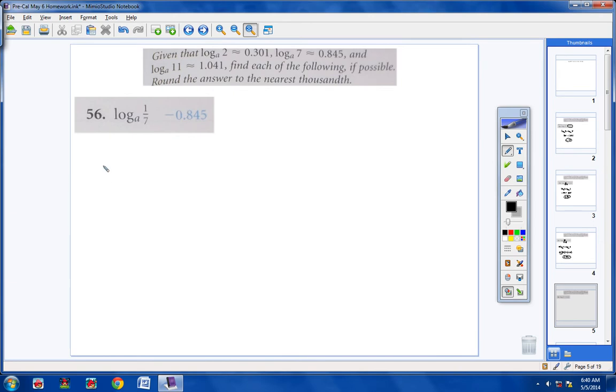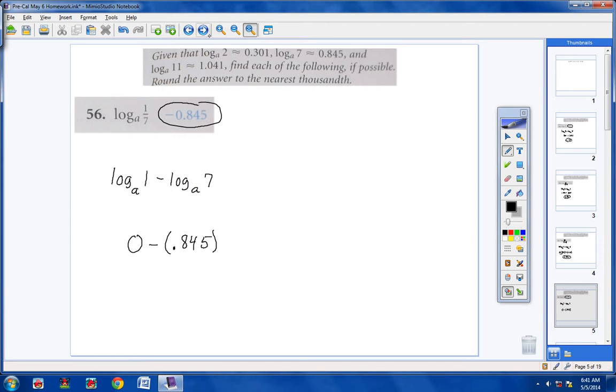This one here is pretty simple. We don't worry about the 1 because we know the logarithm of 1, we don't care what the base is. I have a quotient here, so log base A of 1 minus the log base A of 7. I took my argument, that's a quotient, and split it up into 2 logarithms. Anytime you take the log of 1, it's always 0, and the logarithm of 7 is given to you, 0.845. So if you take 0 minus 0.845, you will get negative 0.845.